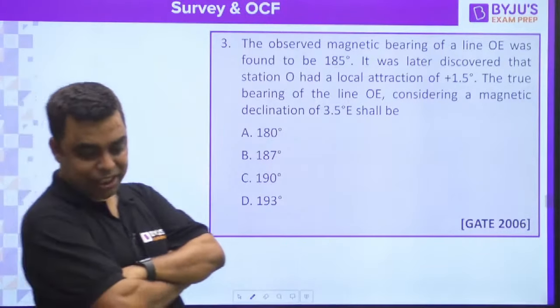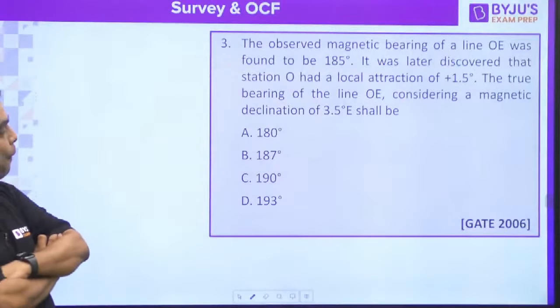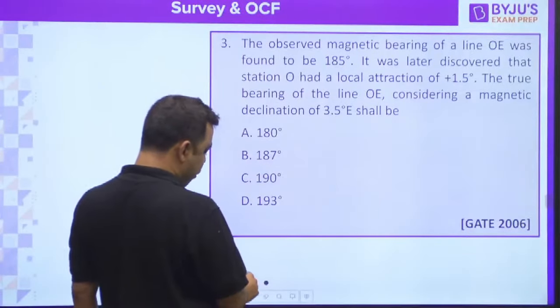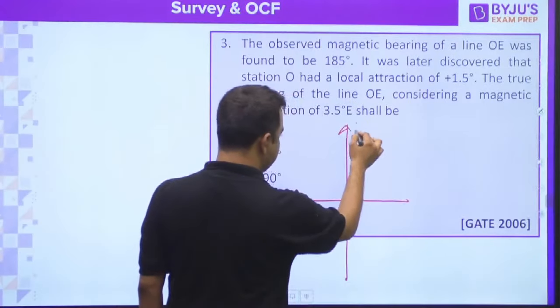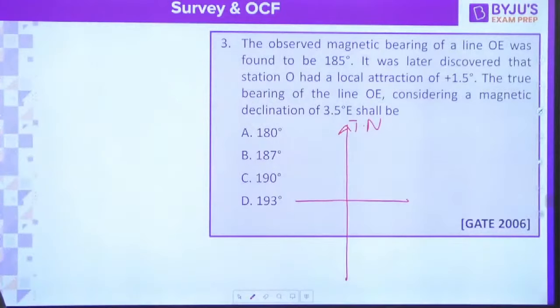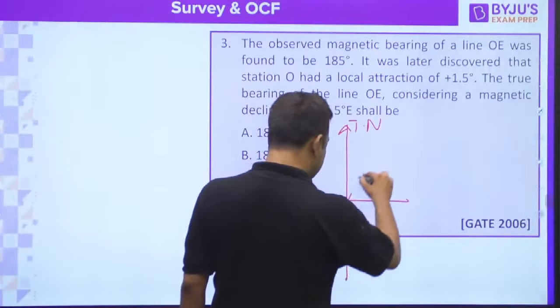Okay, Masoor Ahmed ji, 190. Very quick to answer 190. What will be the answer? See guys, it is a very straightforward question. Right? This is true north. How much is declination? 3.5 degree east, right? So magnetic north will be in this direction.